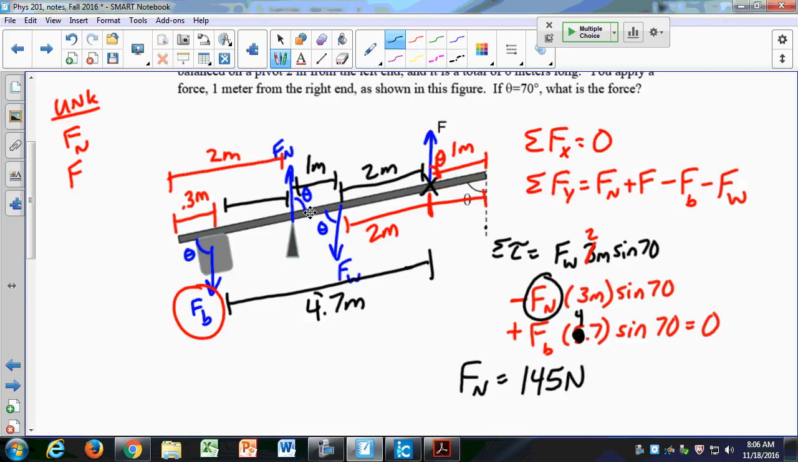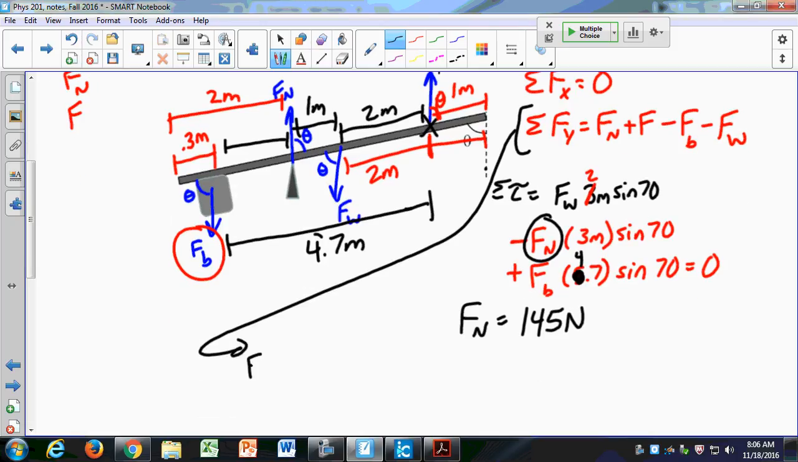All right. Now that we know Fn, we can come back up here and solve for F, which is really what we want to know. And F works out to be 15 newtons. So when I put in this 145 for Fn, I know Fb and I know Fw, so I can solve for F, which works out to be 15 newtons.